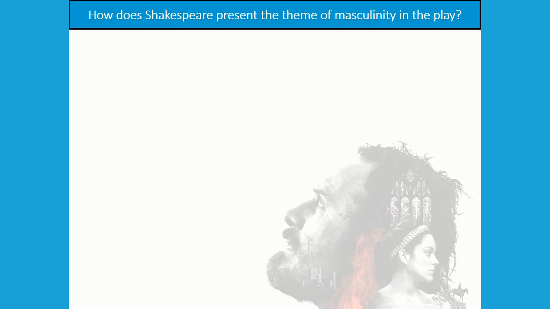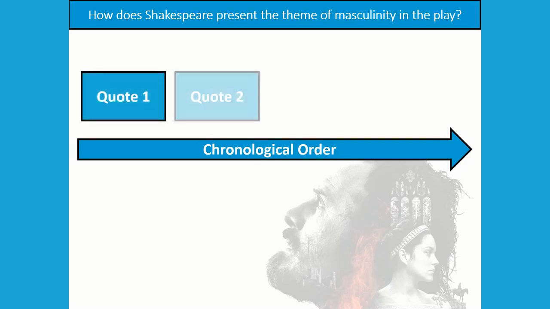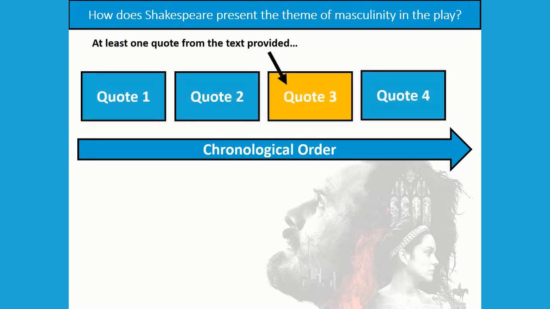Once I've got my argument, the next thing I'm going to do is my timeline plan. Now, my timeline plan, and I would do this even in my exam, I draw a line across the paper and I'm going to go in chronological order. I need 4 quotes that I'm going to use for that question. So my question here is about presenting the theme of masculinity in the play. So I need 1, 2, 3, 4 quotes that show the development of masculinity across the play.